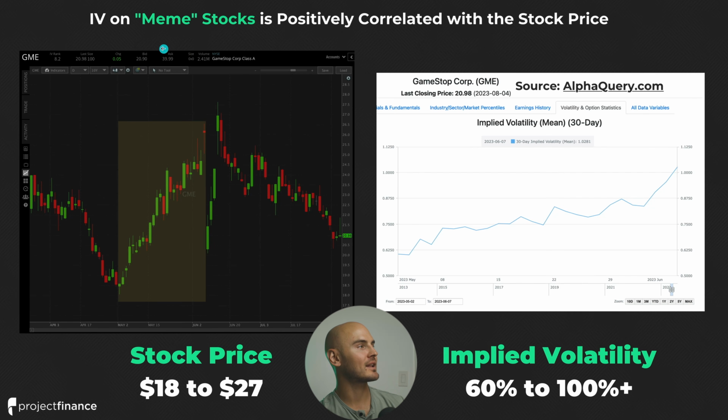And this is because implied volatility on meme stocks is typically positively correlated with the stock price. This means that if the stock price goes up, so will implied volatility, or the amount of premium in the option prices. So in this highlighted region, GME stock price went from $18 to $27, but we saw implied volatility in GME go from 60% to over 100%, and this was the mean 30-day implied volatility as provided by a website called alphaquery.com.